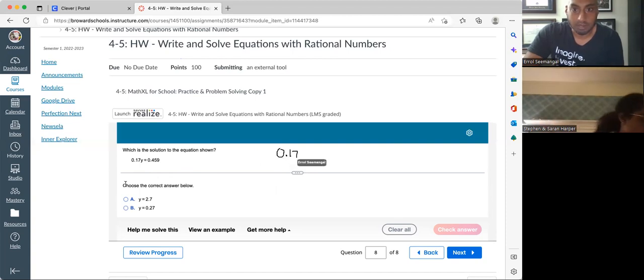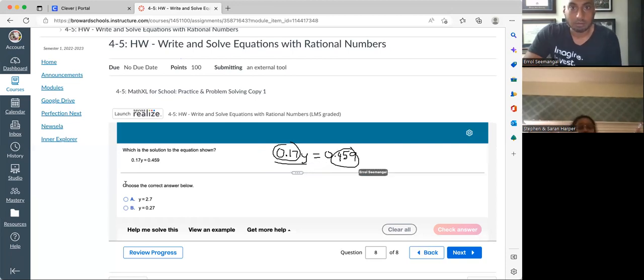Okay, look, 0.17 times y equals 0.459. What we have to do is divide both sides by, are we dividing both sides by this, or are we dividing both sides by this? We're dividing both sides by 0.17. Okay, so 0.17, that'll cancel with that. And then we have to do the same thing on the other side, 0.17.